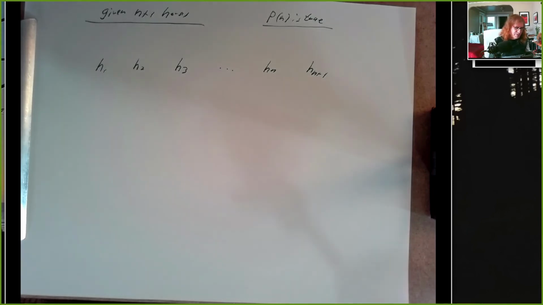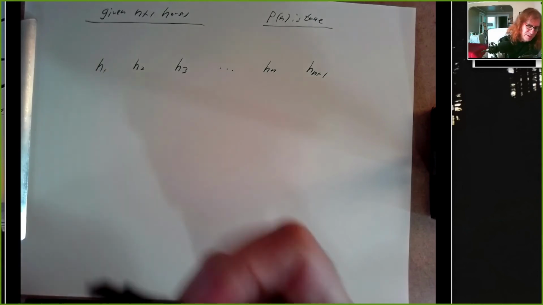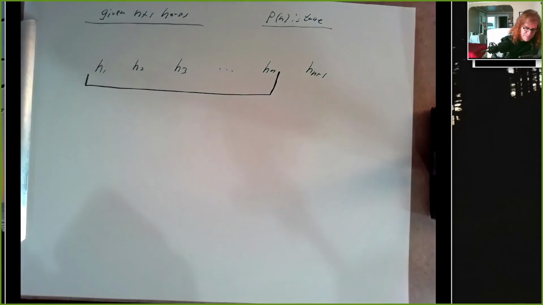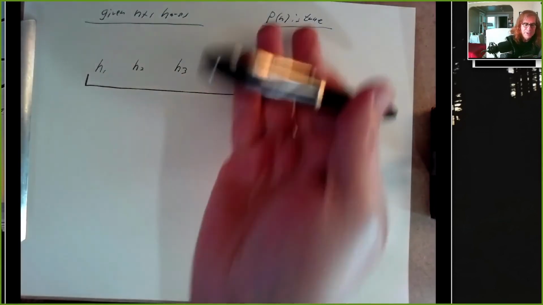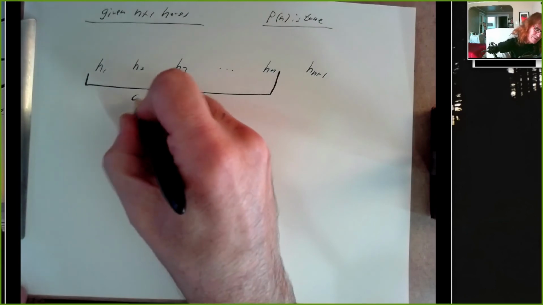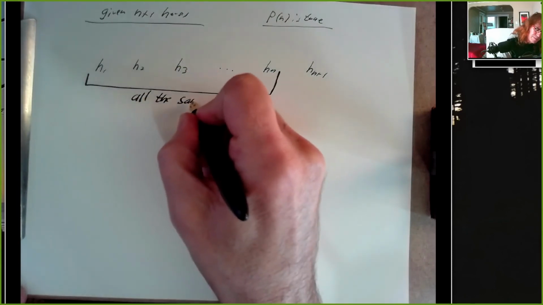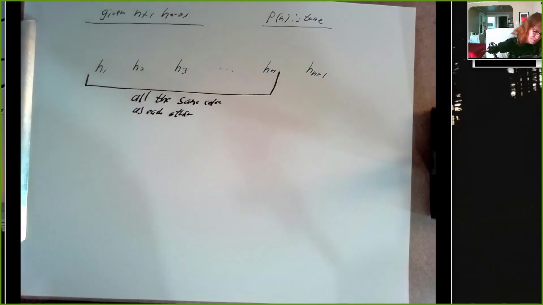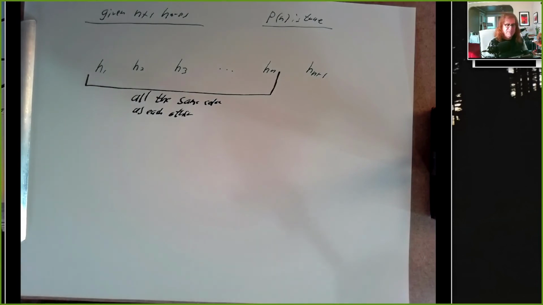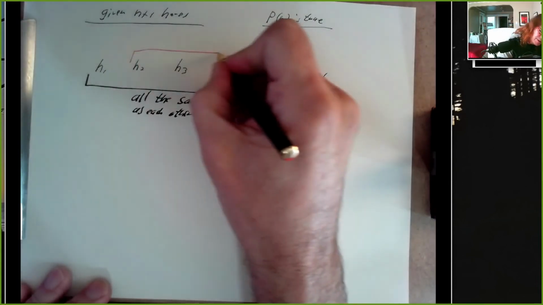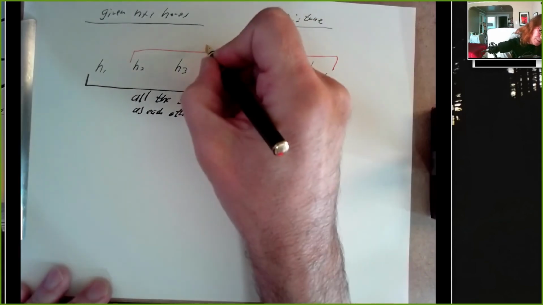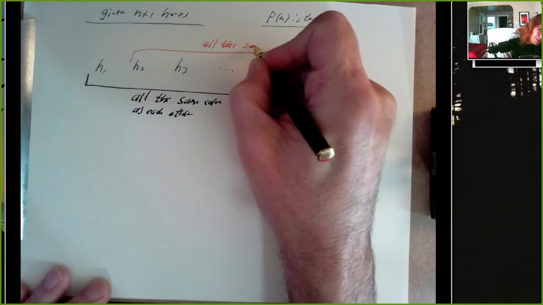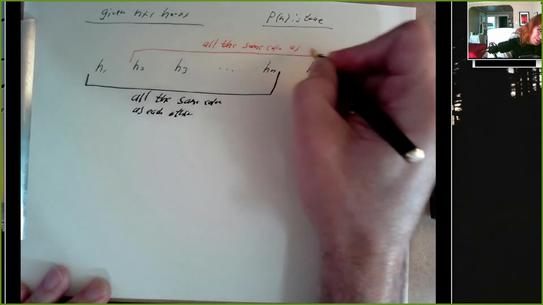So first, I'm going to just put a fence around these n horses. That's a group of n horses. P of n is true, so these are all the same color as each other. Now I'm going to move my fence and put it around these n horses, and all of these are all the same color as each other.